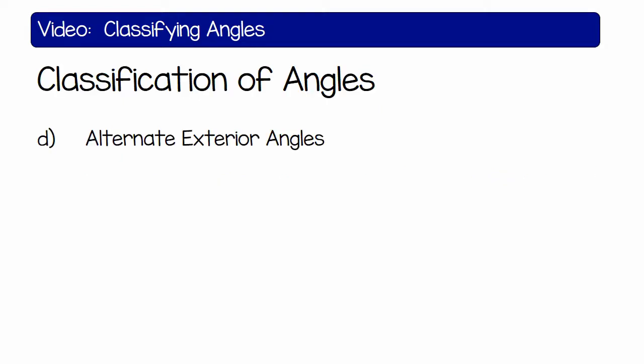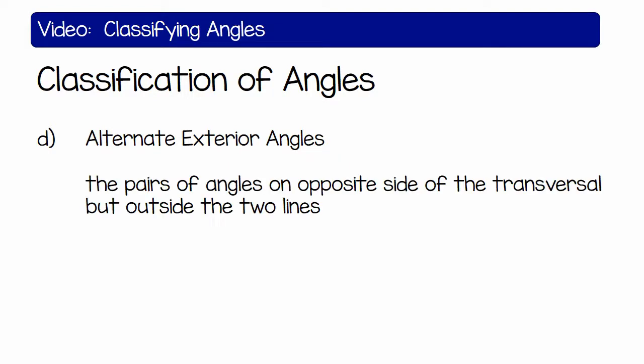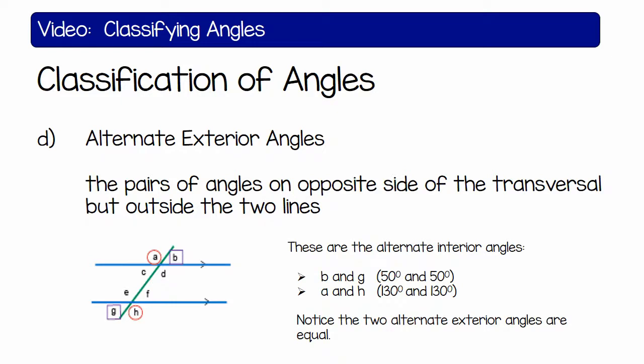D, alternate exterior angles. These are the pairs of angles on opposite sides of the transversal, but outside the two lines. Illustrated in this diagram, we have B and G, and also A and H. Notice that the measures of the two alternate exterior angles are equal.